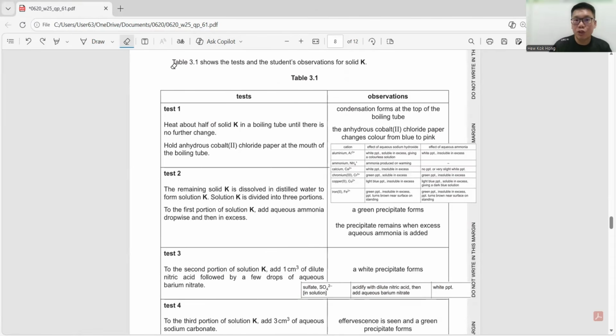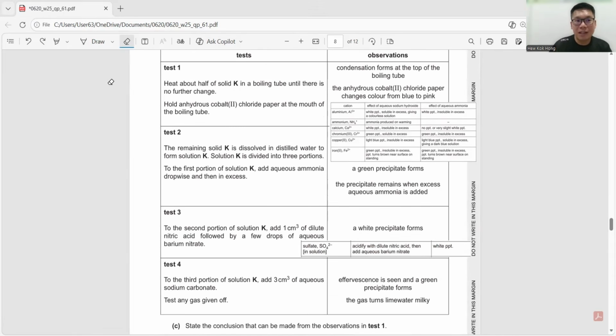Then table 3.1 shows the tests for solid K. Test 1, they say heat solid K in a boiling tube until there is no further change. Hold anhydrous cobalt chloride. This is the test for whether it contains water. And then the anhydrous cobalt chloride changes color from blue to pink. So we can confirm the salt is hydrated, meaning it contains water. So this is from test 1.